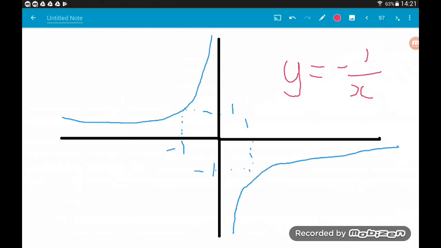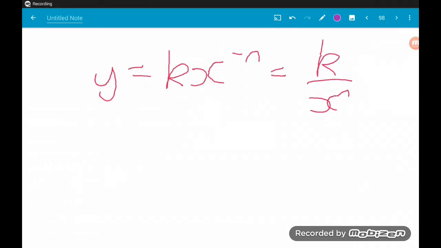So now we're going to take a peek at other negative powers. Okay, so when we have other negative powers, so something in the form y equals kx to the minus n, or y equals k over x to the n, there are two general cases, when n is even and when n is odd. So, first of all, let's have a look at when n is even.